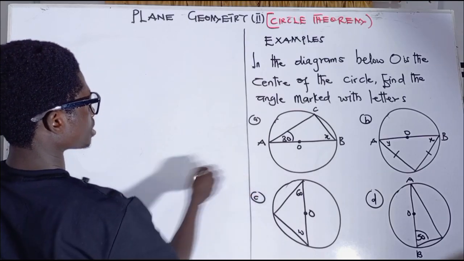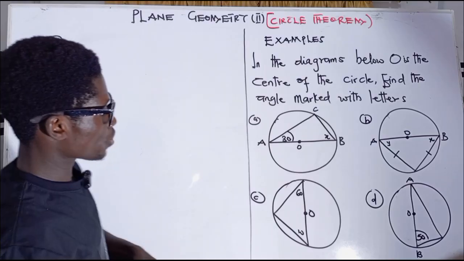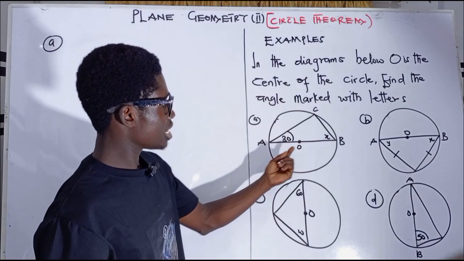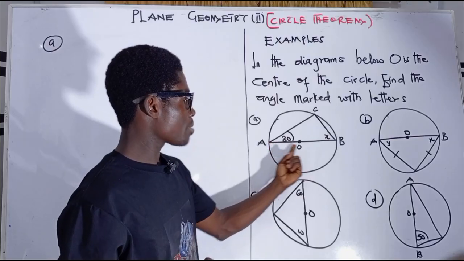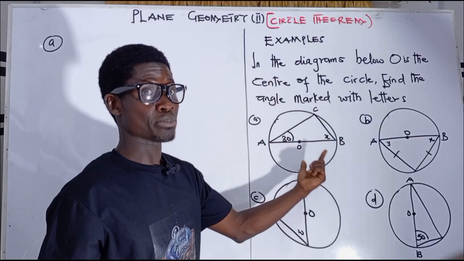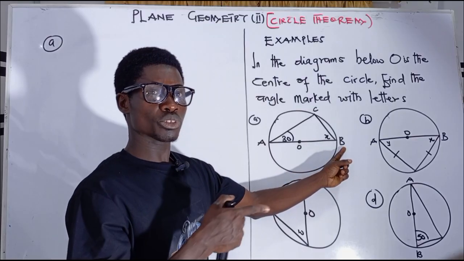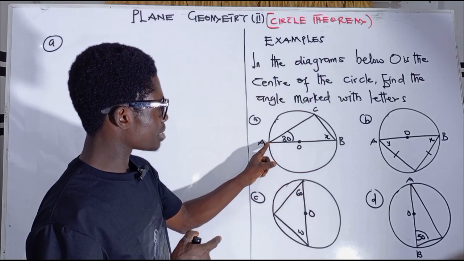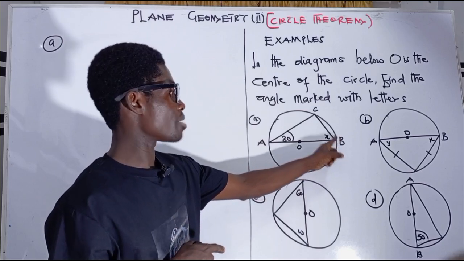So let's start with this one. We have a center O, and then we have a line passing through the center which becomes a diameter. So we have the diameter to be what? AB. We also have a line from the end of the diameter and then another line from the end of the diameter meeting at what?